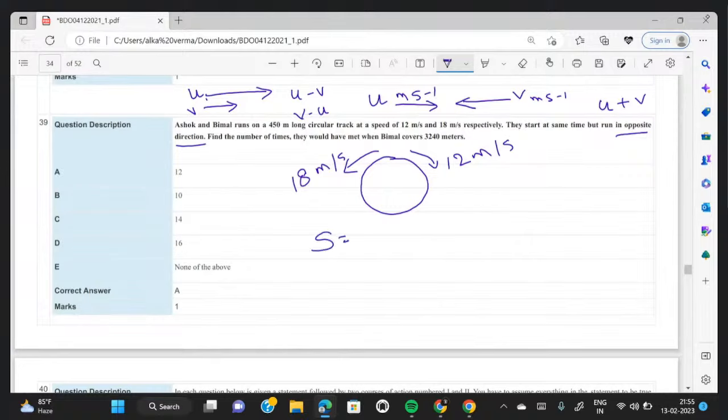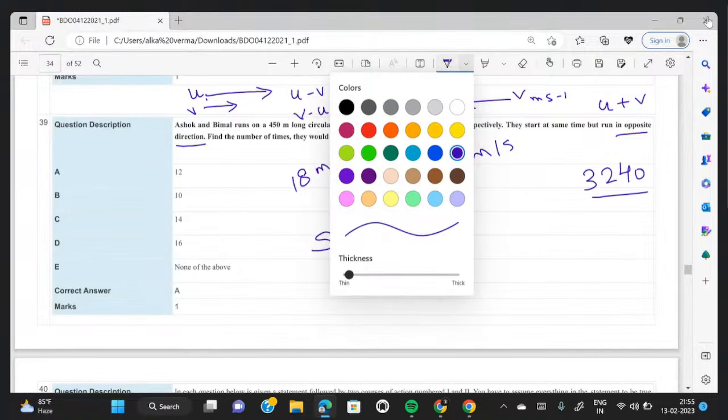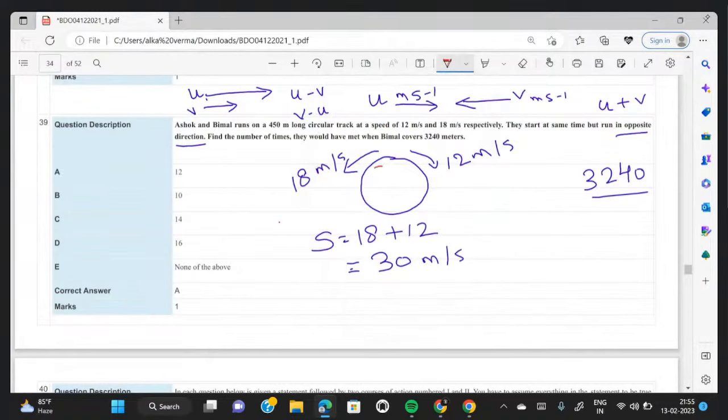So what is my total speed? It will be 18 plus 12, so 30 meters per second. That is my total speed. Find the number of times they will meet when Bimal covers 3240 meters. Definitely, when they are in opposite directions, they will meet. He will come from here, he will come from there, and they will meet somewhere here, not exactly in the middle, because one is going very fast and the other a bit slow.